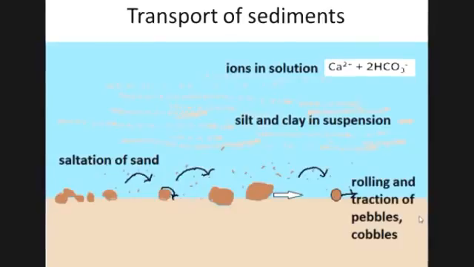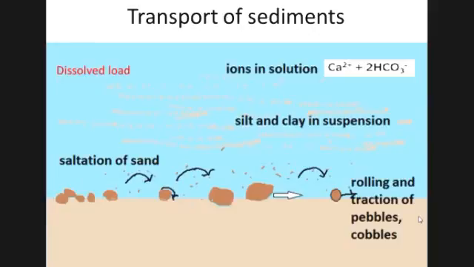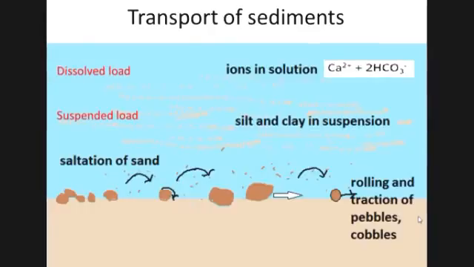The ions, such as salts or carbonates, are carried away in solution. They're part of the river's dissolved load. The silt and clay are so small that they're held suspended by the water's movement, so they are part of the suspended load. The suspended load is what makes the water look muddy.